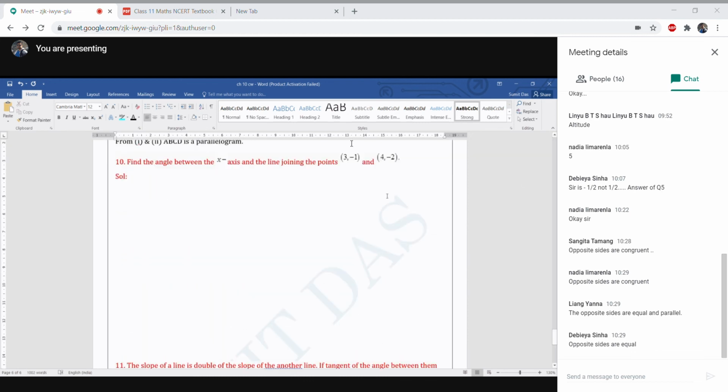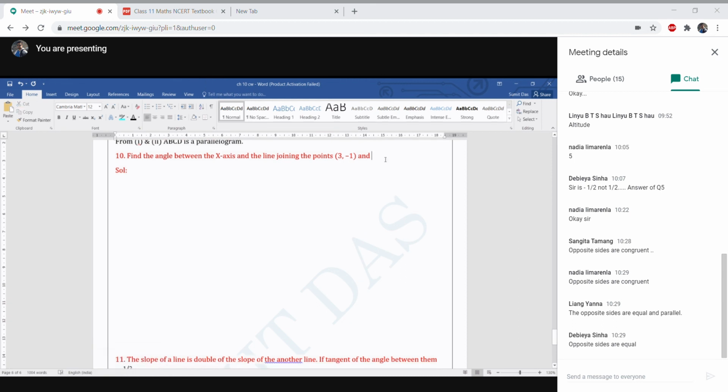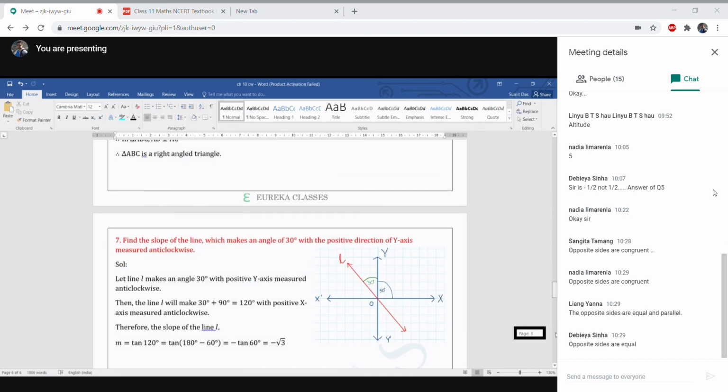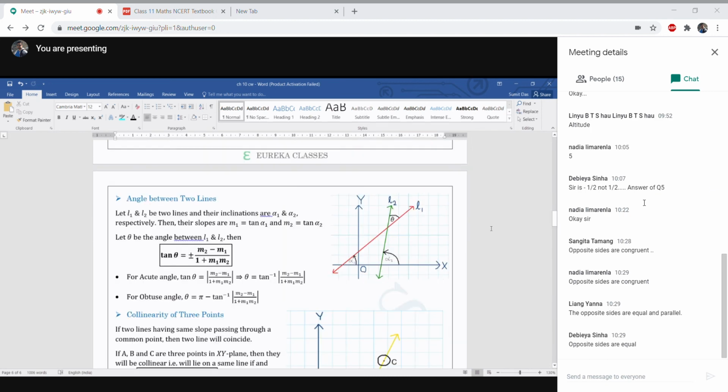Find the angle between x-axis and the line joining these 2 points. One point is 3 comma minus 1, another point is 4 comma minus 2. So let's see what the formula was. The formula was tan theta.